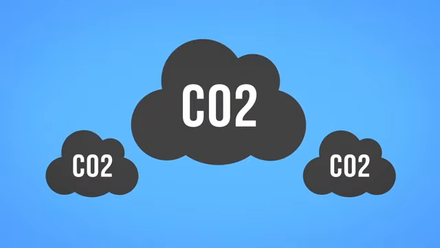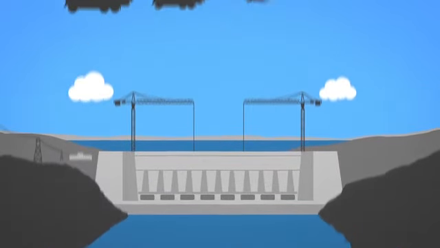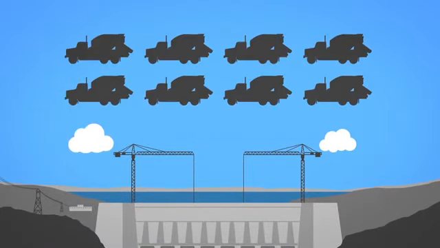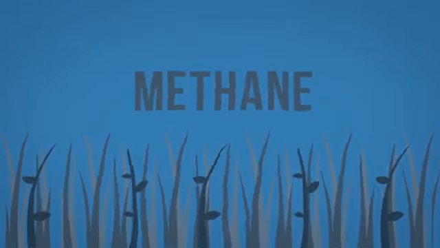Hydro plants are also not completely free of greenhouse gas emissions. As with most forms of energy, carbon dioxide emissions happen during construction, particularly due to the large quantities of cement used, and plant matter in the flooded areas makes methane, another greenhouse gas, as it decays underwater. That's hydro.